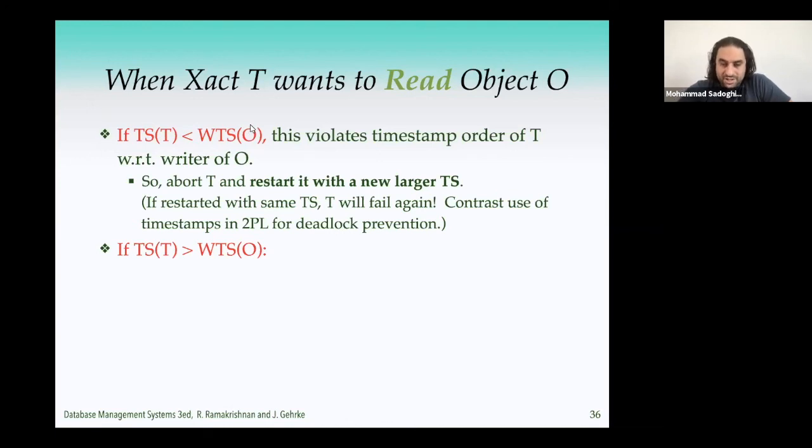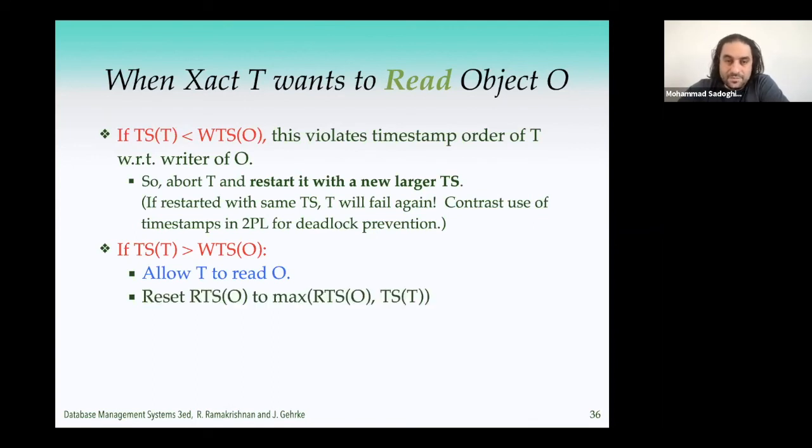if I'm reading an object that was written by a transaction that was predetermined order after me, then I can't read that. Then I should abort. So that's all this condition says. Now, what if the timestamp of this transaction is larger than the write timestamp? So again, go back to the same example. If the write timestamp was at 5 p.m., but the timestamp of this transaction is 6 p.m., well, then everything's good. Then I can go ahead and allow the read.